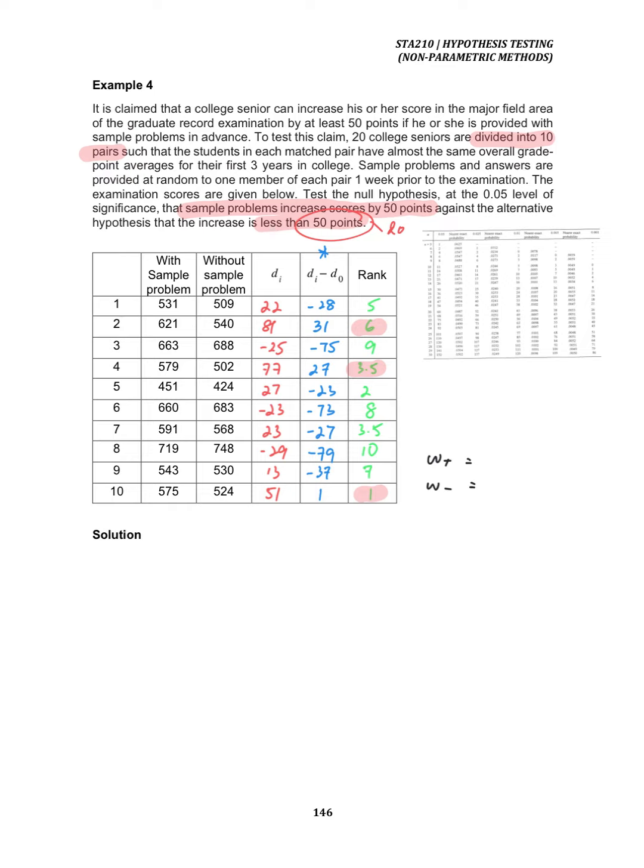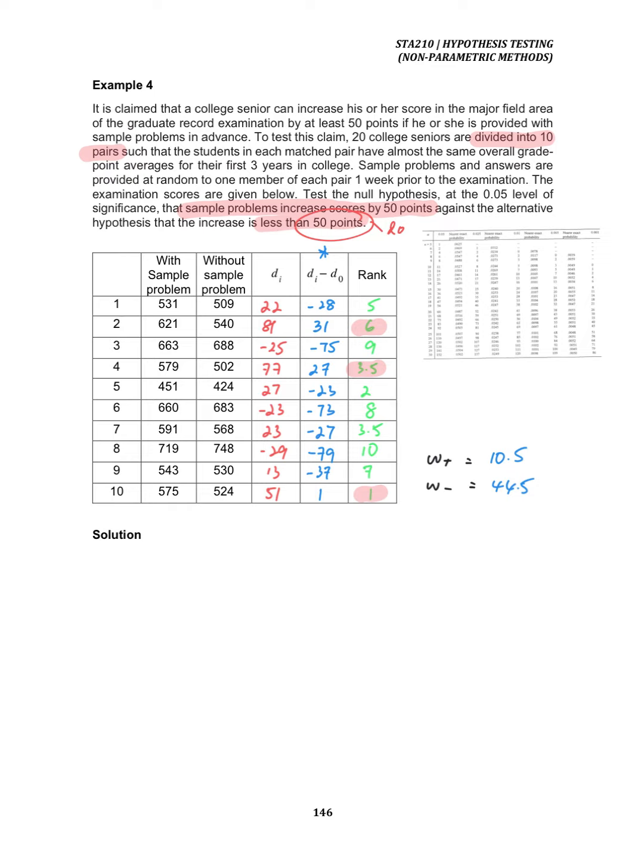So W plus is 10.5. And then for the W minus, we have to add up the ranking for the negative difference, which is 5, 9, 2, 8, 3.5, 10, and 7. So the total W minus is equivalent to 44.5.